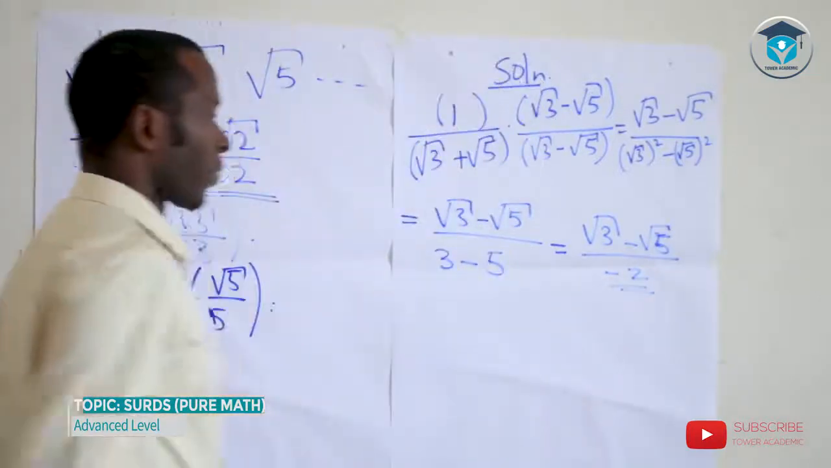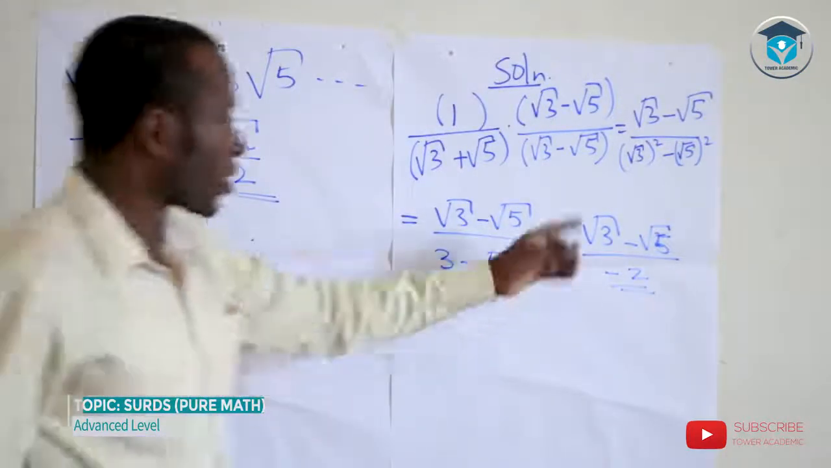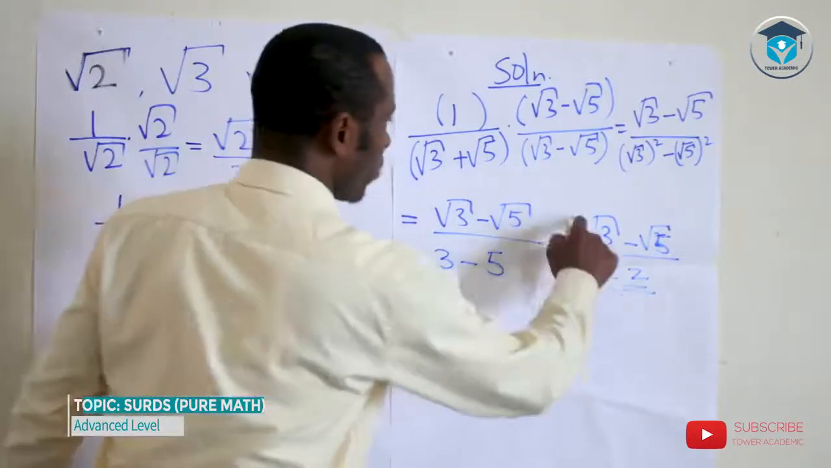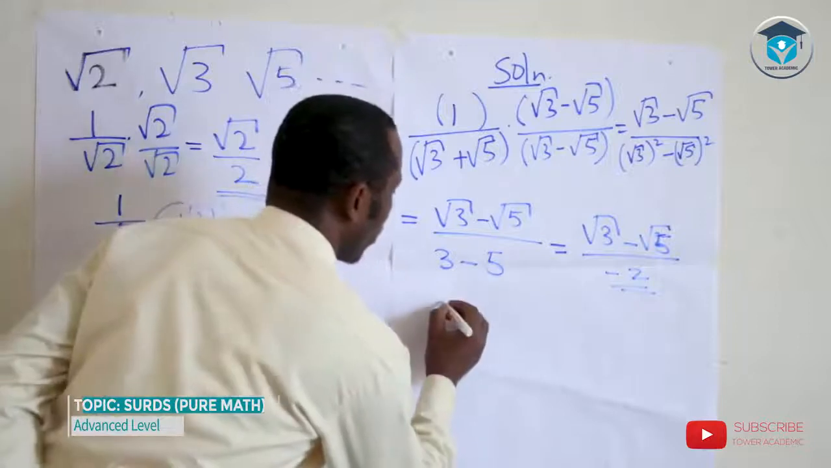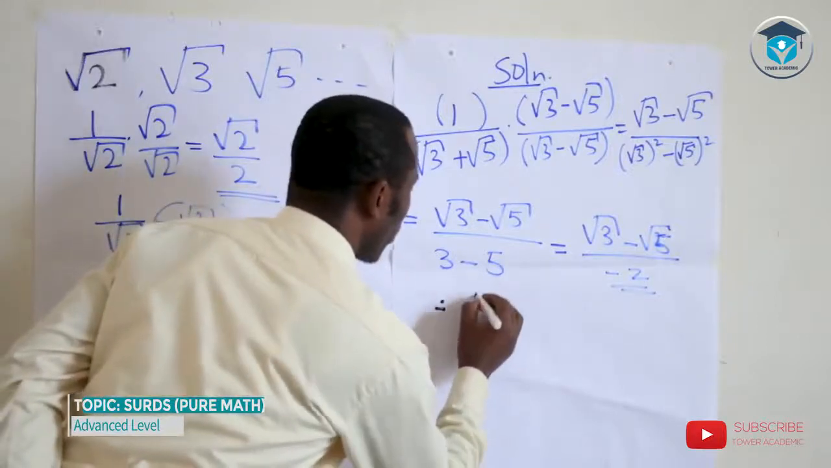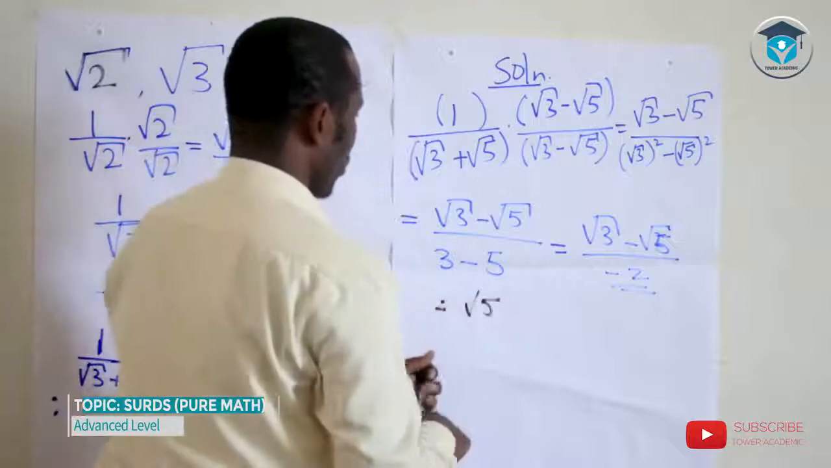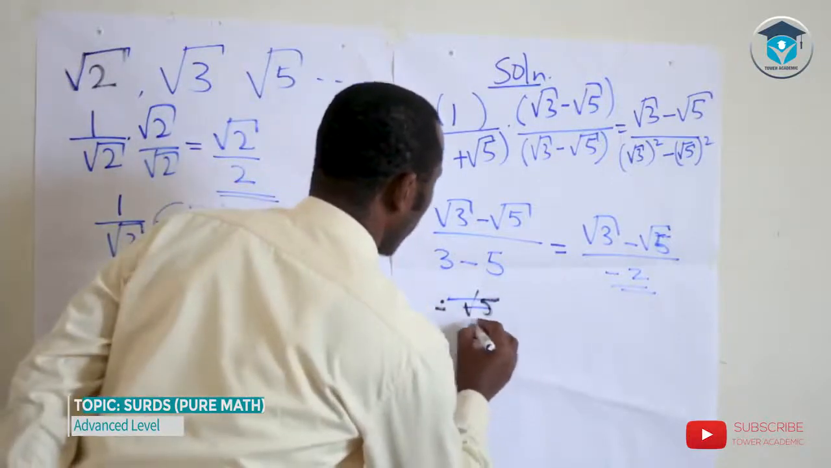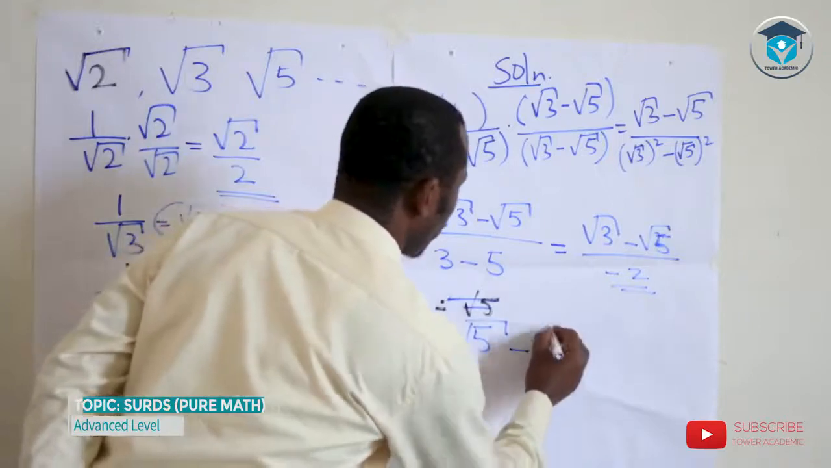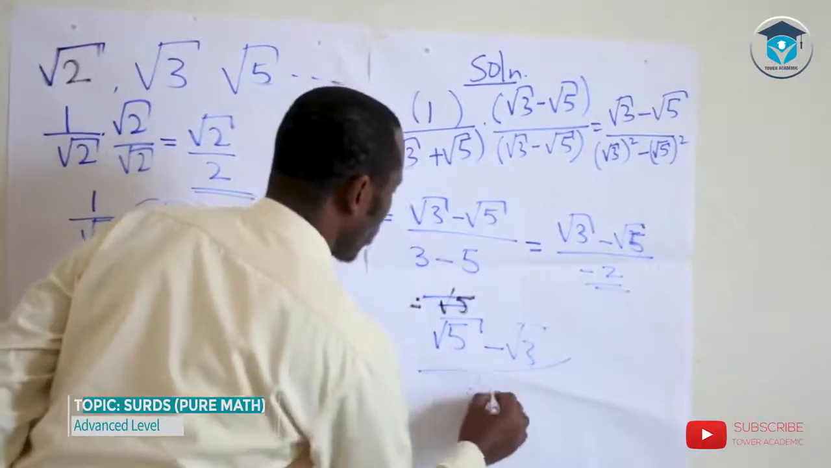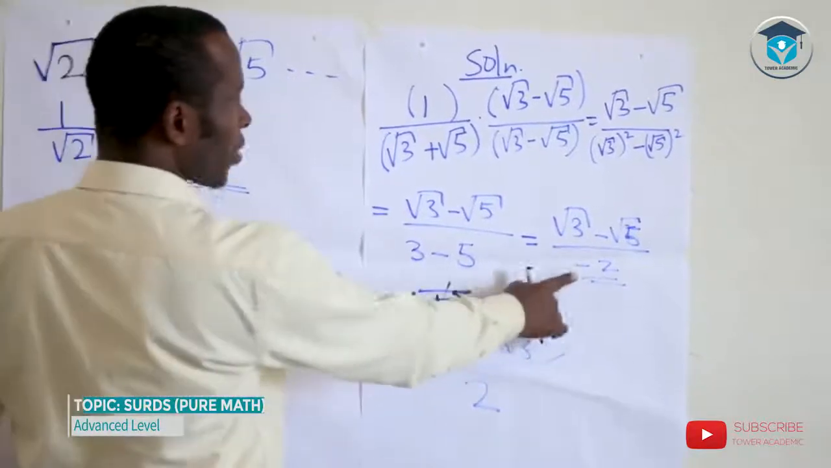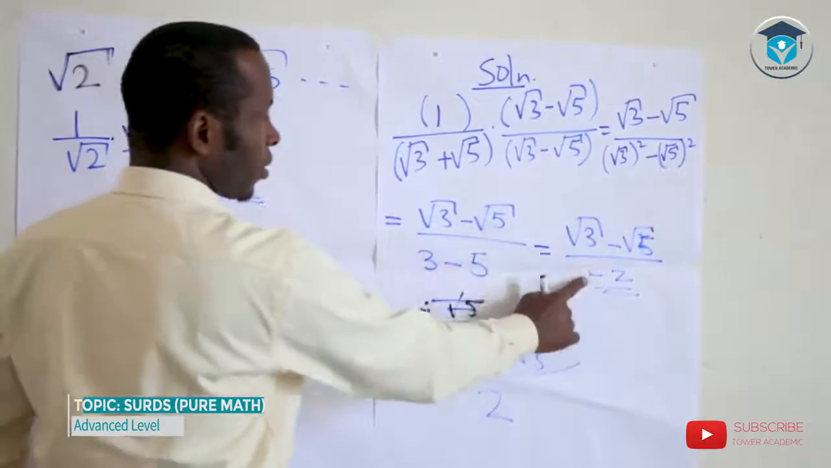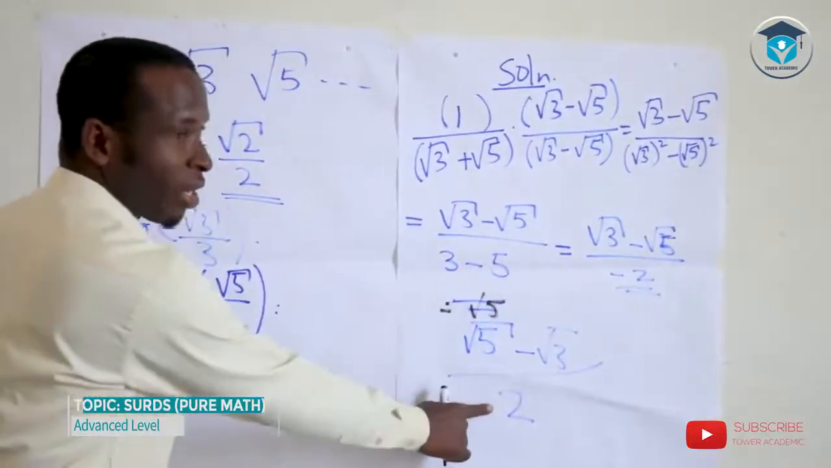Negative 2. So if I want to take the positive upwards, I multiply through by negative, and this will give me root 5 minus root 3 out of 2. The negative has gone up here, so it will affect this, and also affects this. This one will be negative 3, so it will be 5. That's how the negative has disappeared from here.